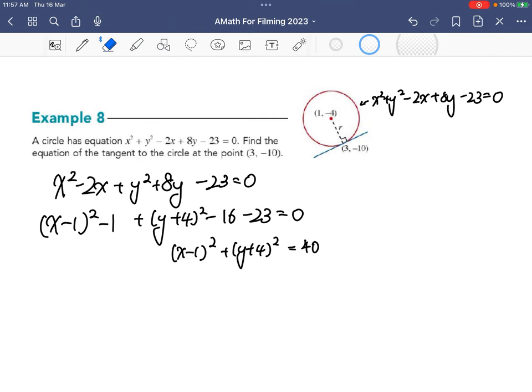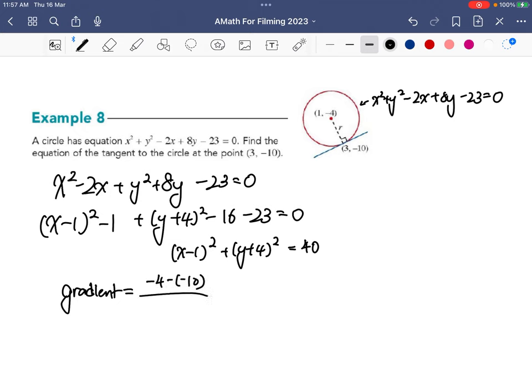So I can find the gradient of this line here, the radius that is drawn there. The gradient is equal to (y2 minus y1) over (x2 minus x1). The gradient in this case will give me -3. So if the radius has a gradient of -3, this means that the gradient of the tangent, which is perpendicular, is positive 1 over 3.